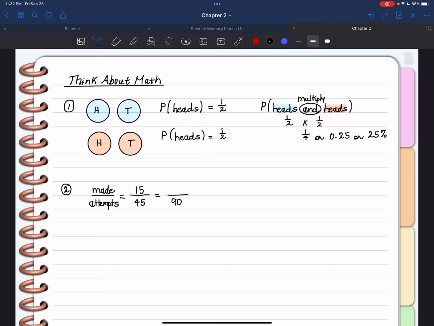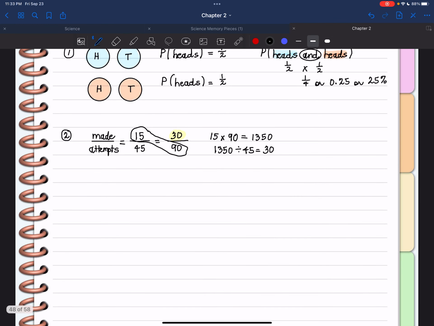So let's use that factor to predict what he would do out of 90. So 15 times 90 is 1350. And 1350 divided by 45 is 30. Now, I will tell you that this is not how they wanted us to do this problem, I think. I'll have to look it up and see. But here's another way that you could do this problem.